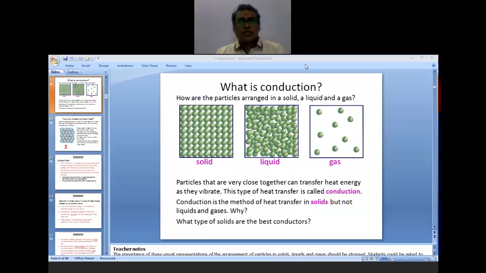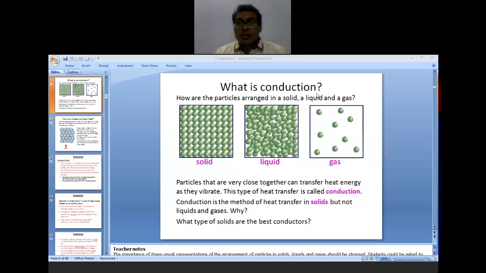So, dear students, I welcome you to today's lecture to revise conduction. So, what is conduction? The particles that move and get heated because of differences in temperature. The particles that are very close together can transfer the heat energy as they vibrate. This type of heat transfer is called conduction.